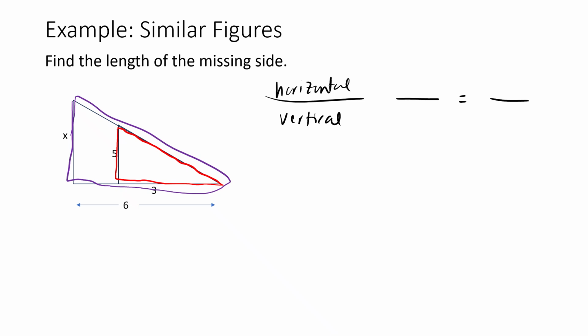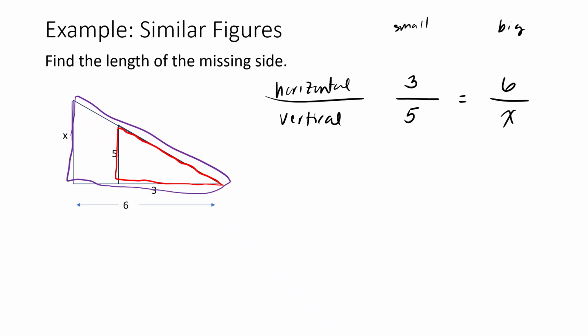So in the small triangle, I'll put the small triangle here, the horizontal side was 3 and the vertical side was 5. In the big triangle, the horizontal side is 6 and the vertical side is the unknown. Okay, and so here's what I did there. In the small triangle, the horizontal or bottom side was 3 and the vertical side was 5. In the big triangle, the horizontal side was 6 and the vertical was unknown.